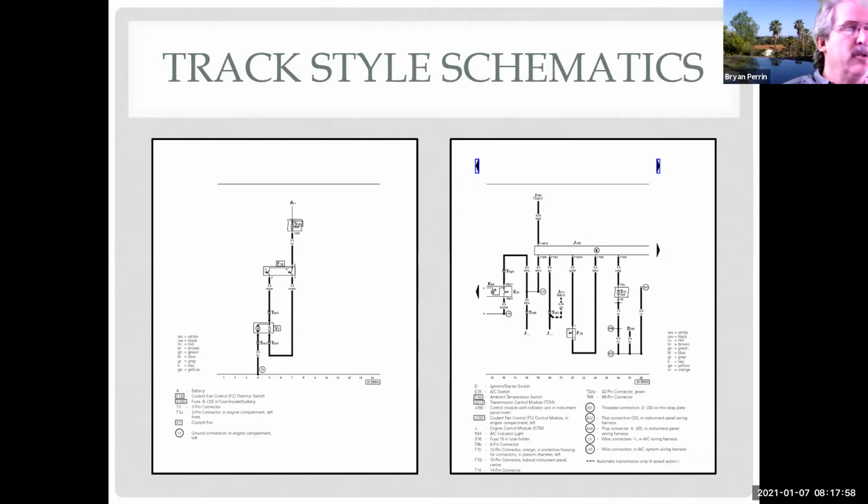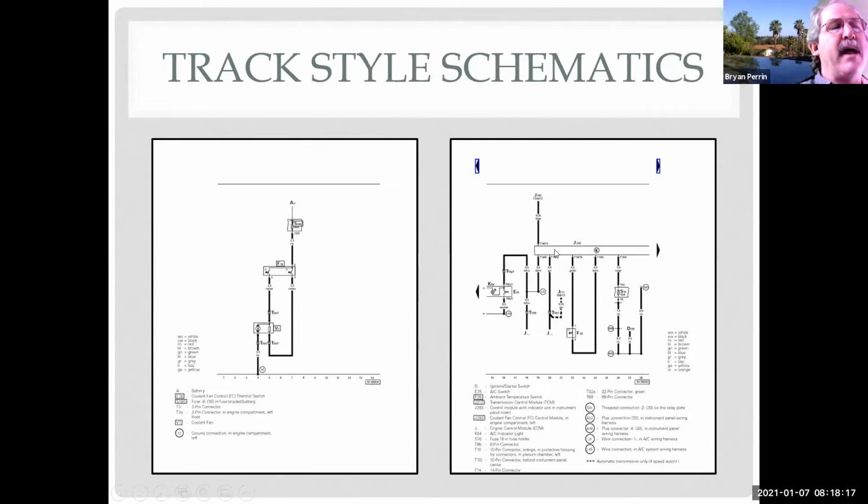These are exclusive to European vehicles, but I did want to show them to you so you know, A, what I mean by track wiring, and B, if you ever open a book or you see this, you're not going, whoa, this is completely different. What is this? Mr. Brian never talked about this. No, I did. Here it is. This is what they are.